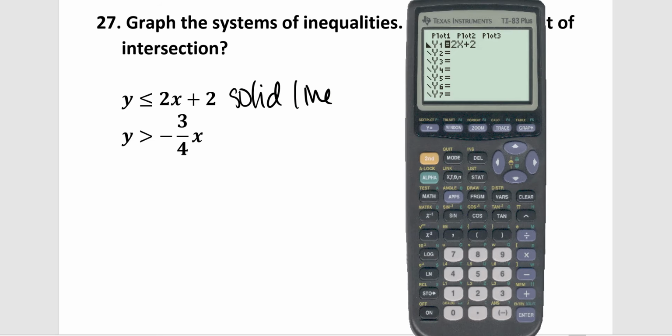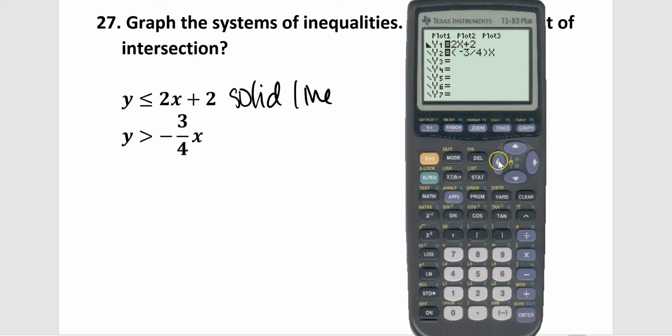Okay? Let's do the next one. So we have y is greater than negative 3/4 x. And actually, I'm going to put this in parentheses. So I'm going to insert parentheses. And then I'm going to say that's x.